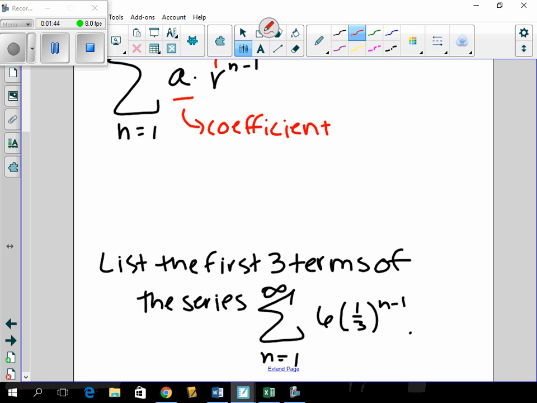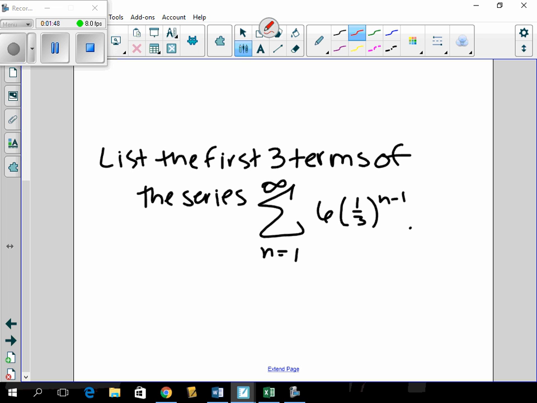So this is asking us to list the first 3 terms of the series, sum from n equals 1 to infinity of 6 times (1/3) to the n minus 1. I'm just going to label these here. We don't really need to, but that 6, that's our a, that's our coefficient, and that 1/3, that's our r, that's our ratio. And so when we list out the first 3 terms, we're looking at n equals 1, n equals 2, and n equals 3.